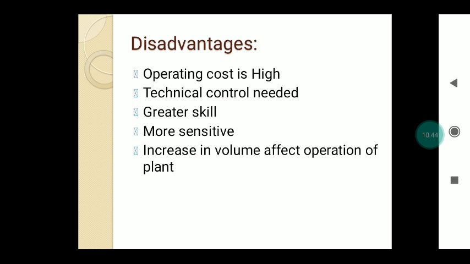The disadvantages of the activated sludge process are that the operating cost is very high compared to other treatment processes for removing organic matter from sewage, and it requires technical control and greater skill for controlling the ASP, and it is more sensitive compared to other techniques. And if the volume of sewage increases, the operation of the plant gets affected. These are a few disadvantages of the activated sludge process.